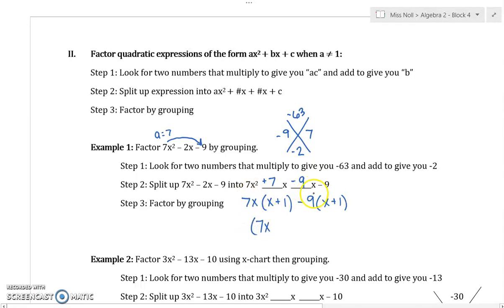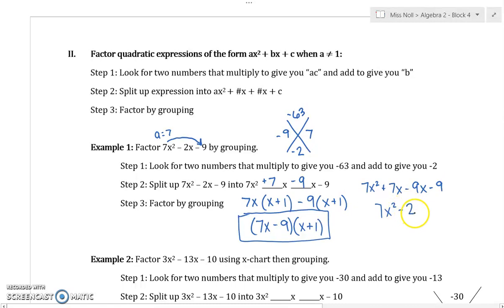So now, after factoring by grouping, I have 7x minus 9 times the quantity x plus 1. And then, boom, I have just factored the quadratic where a was not equal to 1. And I can always check my answer by FOILing this back out. 7x times x would give me 7x squared, and then I have plus 7x minus 9x, and then minus 9. Combine like terms, and I have 7x squared minus 2x minus 9. So boom, that checks out. Totally works.